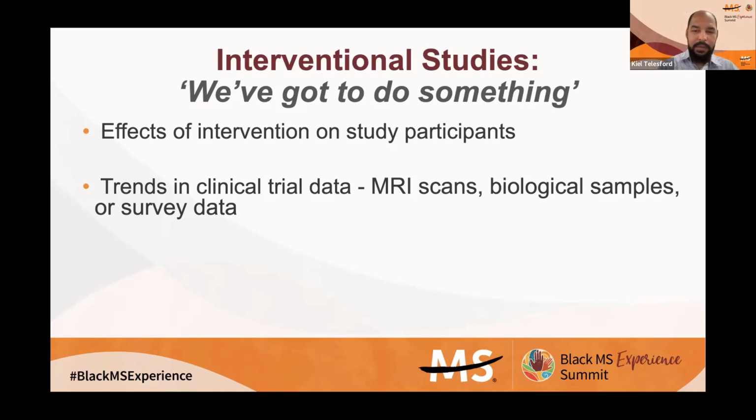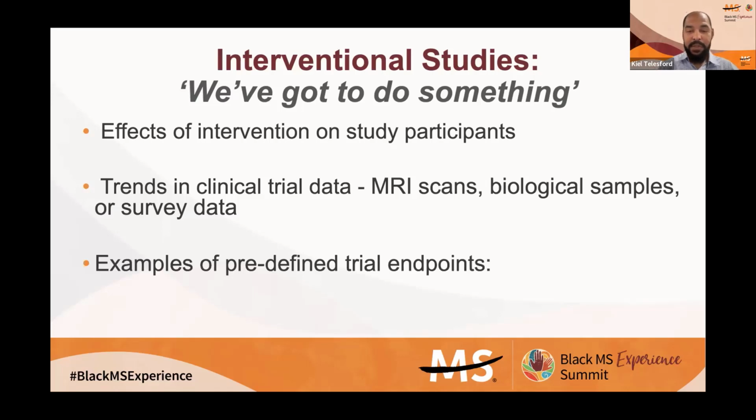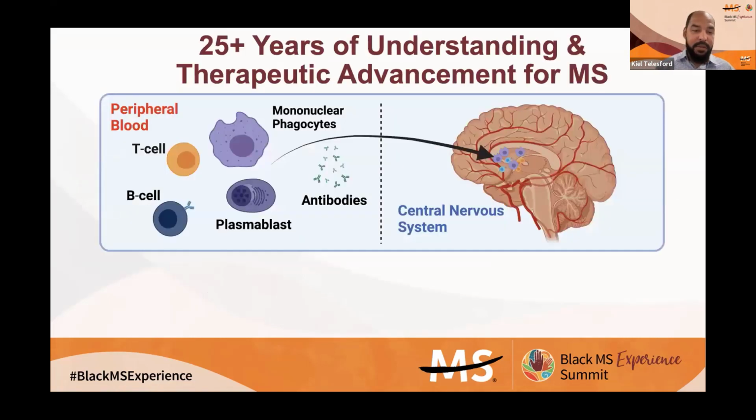So MRI scans, biological samples, survey data, as before. Examples of predefined clinical trial endpoints for MS would be things like measuring the rate of relapses in a study sample over the course of a study period, the number of lesions, the size of the lesions, et cetera. And as a result of these studies over the past 25 years or so, we've had a number of major advancements in treating MS, primarily in influencing this peripheral white blood cell component.